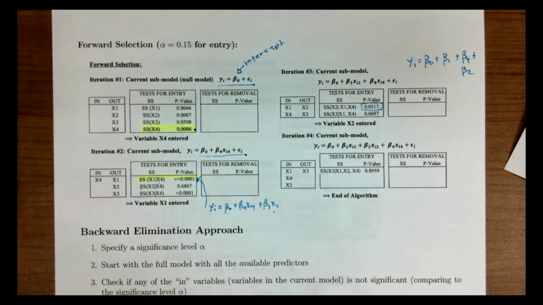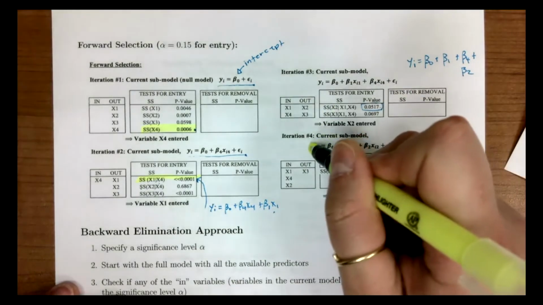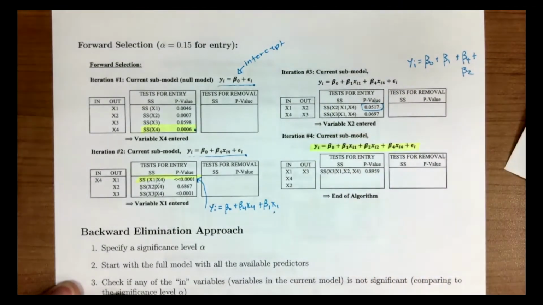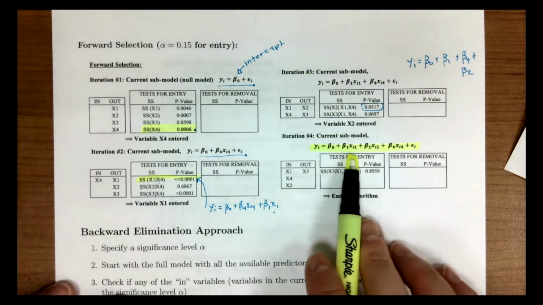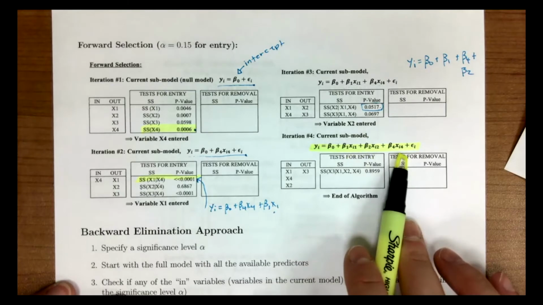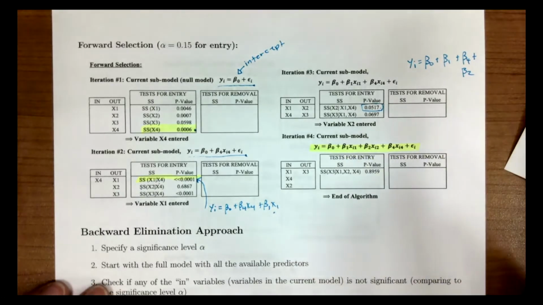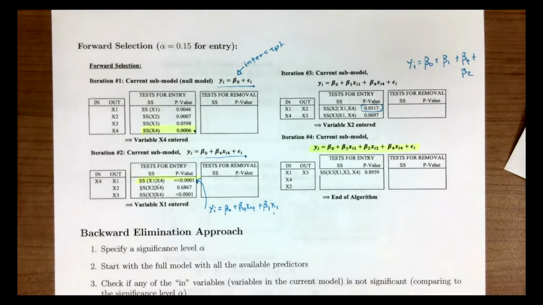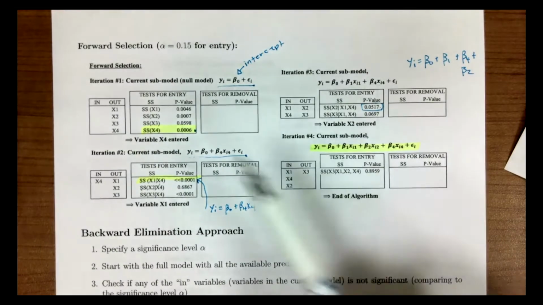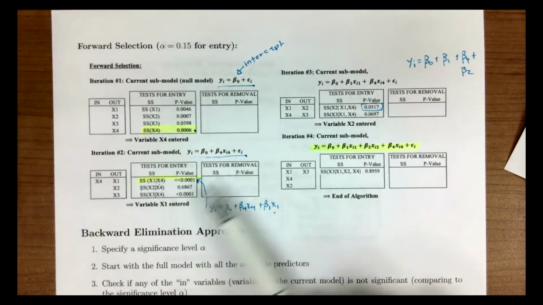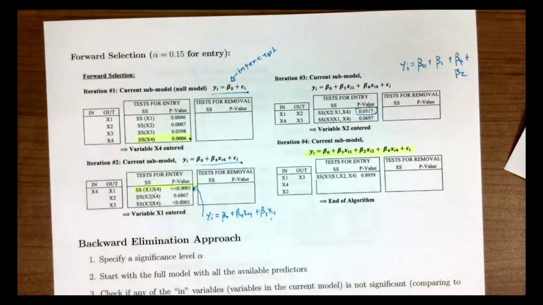And our model based on forward selection using the p-value criterion will be this model right here. Okay, where we're going to be including predictor variable 1, 2, and 4. So that's forward selection. Notice that once we put whatever variable it is in the model, it is never going to leave that model.